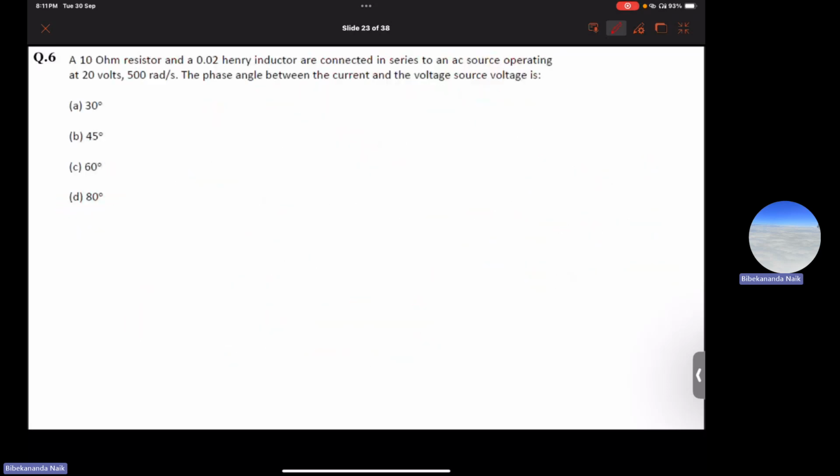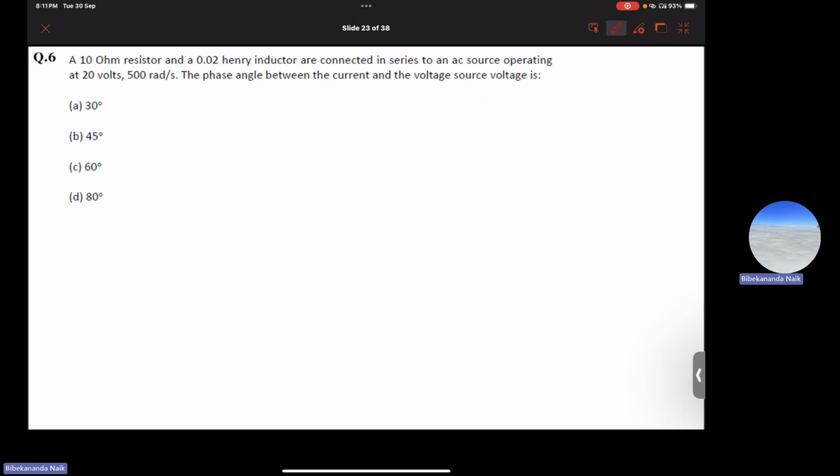I hope this is clear to everyone. Now we move to question number 6. Question number 6 says a 10 ohm resistor and a 0.02 Henry inductor are connected in series to an AC source operating at 20 volts and 500 radians per second. The phase angle between the current and the source voltage is: option A 30 degrees, option B 45 degrees, option C 60 degrees, and option D 80 degrees.